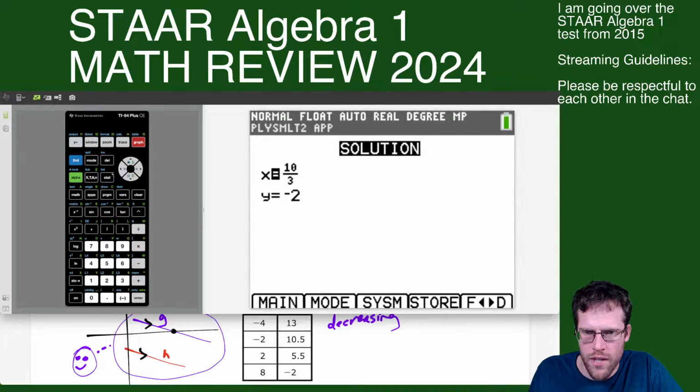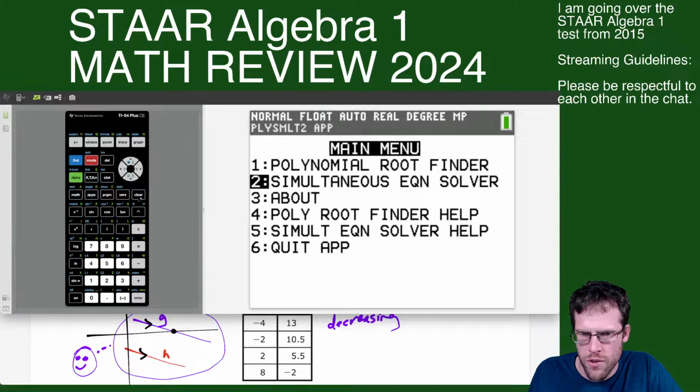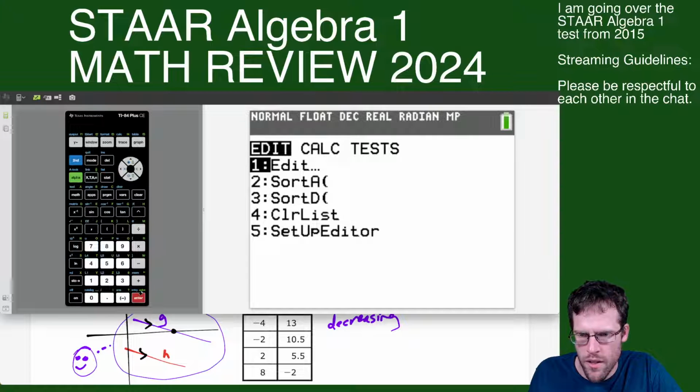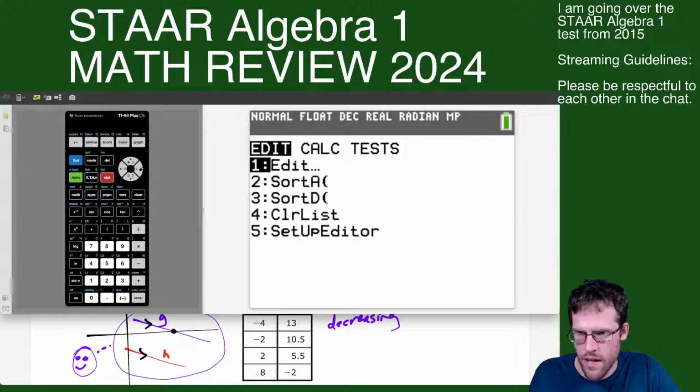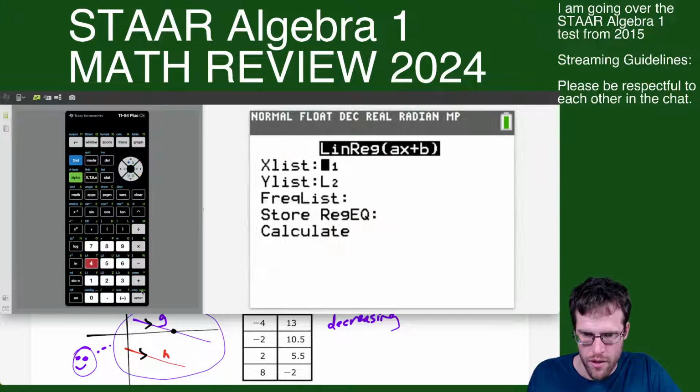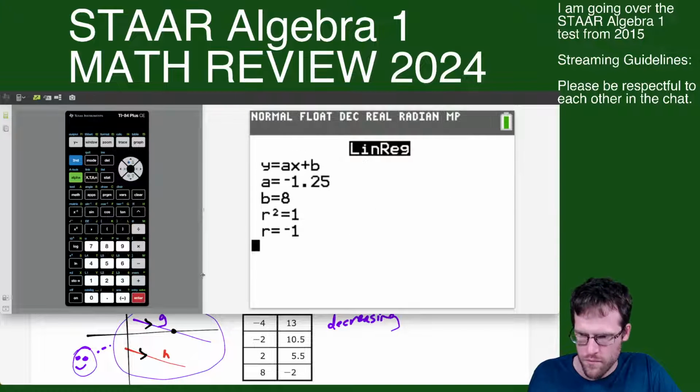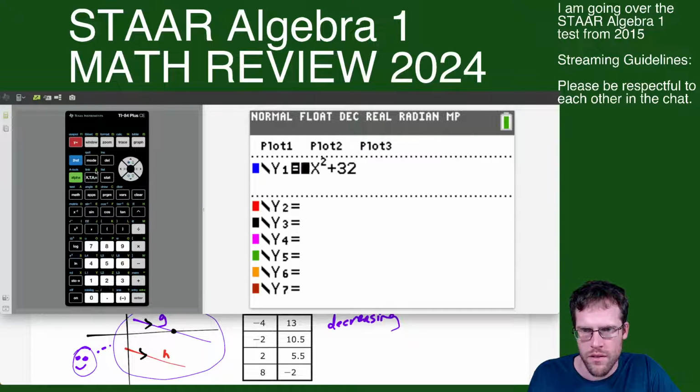So here I just go stats. So let me go second mode to quit. I go stats, I go edit, and I just type, I only need 2 points to write the equation of a line. So let's say I do -4, 13. And then I do -2, 10.5. And now I go stats, calculate linear regression. So here's our line. -1.25 is our coefficient of x. So -1.25x plus 8.